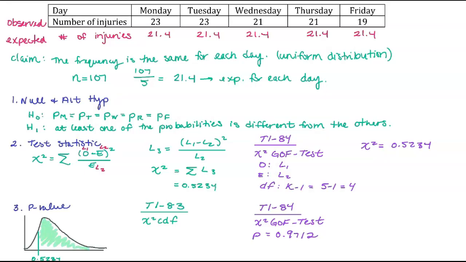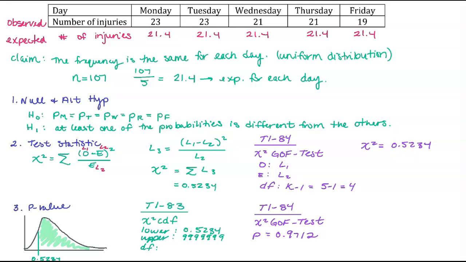The chi-squared CDF function will ask for a lower limit and upper limit and degrees of freedom. The area that we want has a lower limit of our test statistic, 0.5234, and since infinity is not an option for the upper limit, we'll just put a really large number.